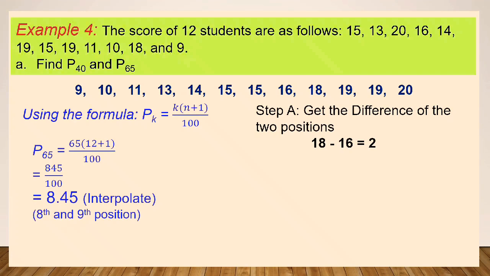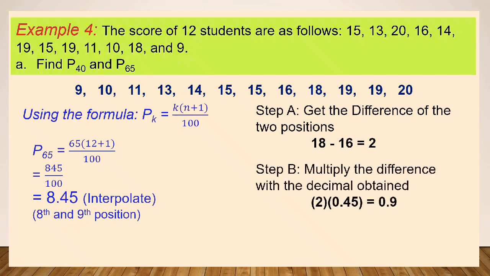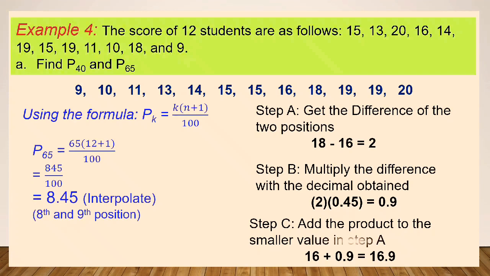Getting its difference results to 2. The difference will be multiplied by the decimal that we obtained, that is 0.45 times 2, that is equal to 0.9. And finally, adding it to the smaller value in step A, that is 16 plus 0.9 results to 16.9. So therefore, class, the exact value of the 65th percentile is equal to 16.9.